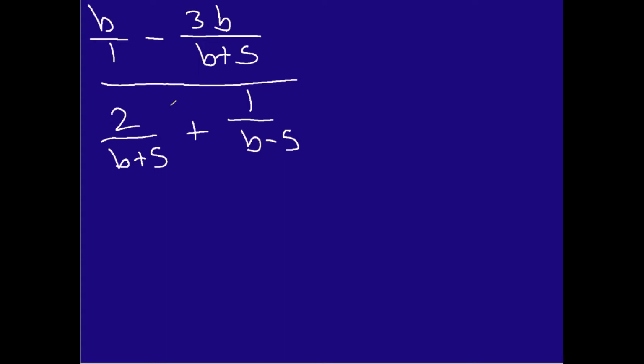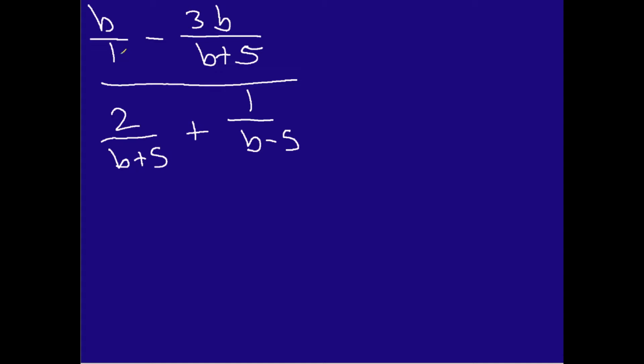You can see that this is quite a messy problem. We have b over 1 minus 3b over b plus 5, over 2 over b plus 5 plus 1 over b minus 5. This is quite the mess. Now, for the A students, you're probably wondering, why do you have this b over 1? Well, for those who are not as comfortable with these kinds of problems, I don't want to leave out any of the steps. As I go through this, I will keep having this 1 in the denominator for different purposes to go through the whole process of simplifying this complex rational expression.